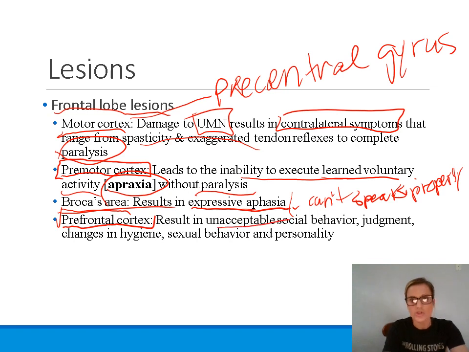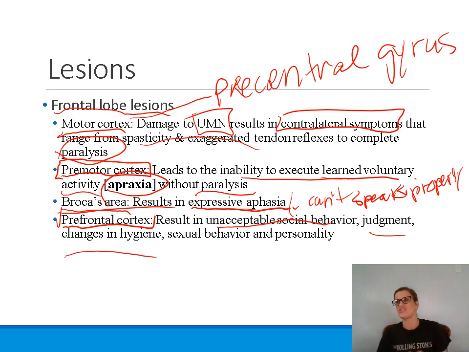It results in unacceptable social behavior, disturbances of judgment, so like inappropriate judgment calls, changes in hygiene. So somebody isn't showering anymore, they're not brushing their hair, they come in just kind of dirty with rumpled clothes because the area that tells them, hey, that's not acceptable, isn't working. Changes in sexual behavior, so like somebody all of a sudden being very promiscuous when they weren't before at all. And again, personality changes. So all of this occurring is a sign that there might be a prefrontal cortex lesion or some issue with the prefrontal cortex.